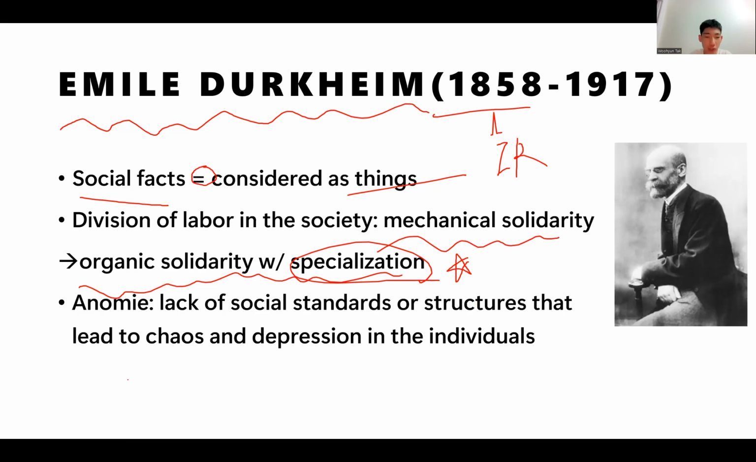Also, he is the first person who proposed the anomie theory, which is the state that lacks social standards or structures that lead to chaos or depression in individuals. So individuals will fall into a lot of depression and confusion because there is no ethical or social standard to make a decision.